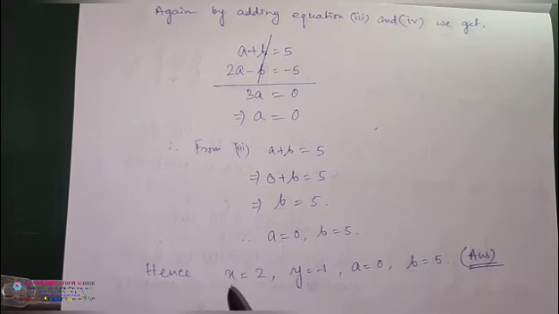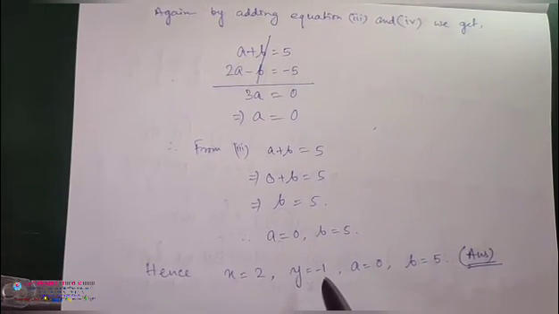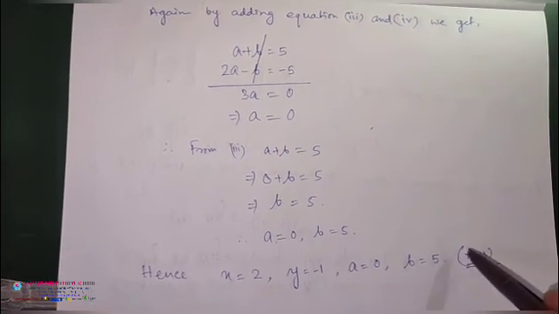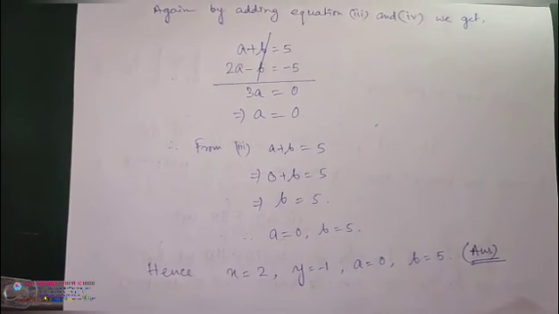Hence the value of x equals 2, y equals minus 1, a equals 0 and b equals 5. So like this we will solve the equal matrix questions.